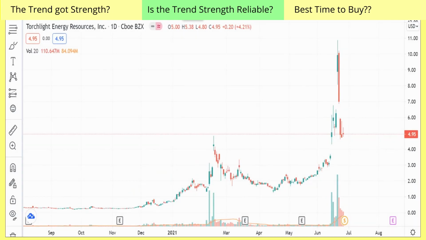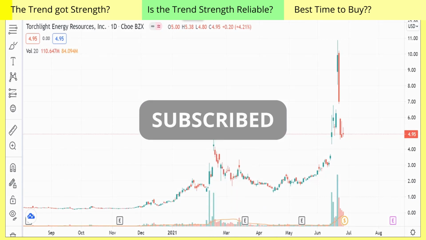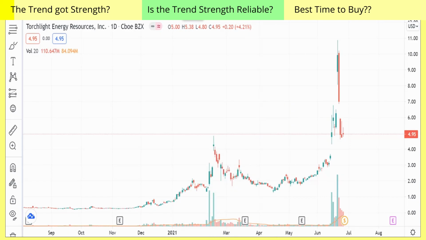Okay, now let us begin the analysis. So my analysis today is going to be in three parts. In the first part, I'm going to do a trend analysis. We want to find out what trend it is right now. Secondly, we're going to see the reliability of the trend. Can the trend stand, or is it going to be a fake trend? And then lastly, we're going to give you a target price and whether it is actually an opportunity for us to buy right now. So these are the three parts we're going to look at. Stay tuned until the end.